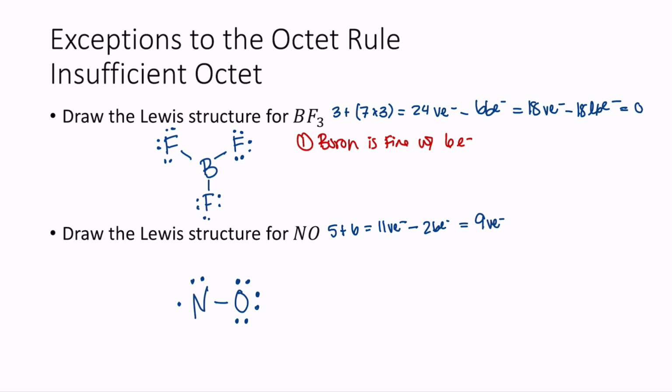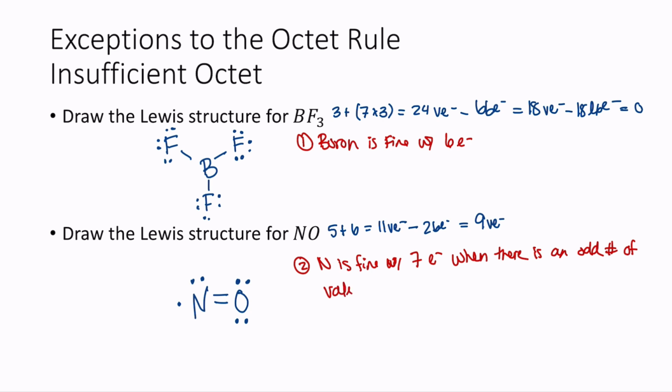My octet rule for nitrogen is not fulfilled, so I can take a lone pair and form a double bond here. Oxygen has 8 electrons around it, nitrogen has 7, so this second exception is nitrogen is fine with 7 electrons when there is an odd number of valence electrons.